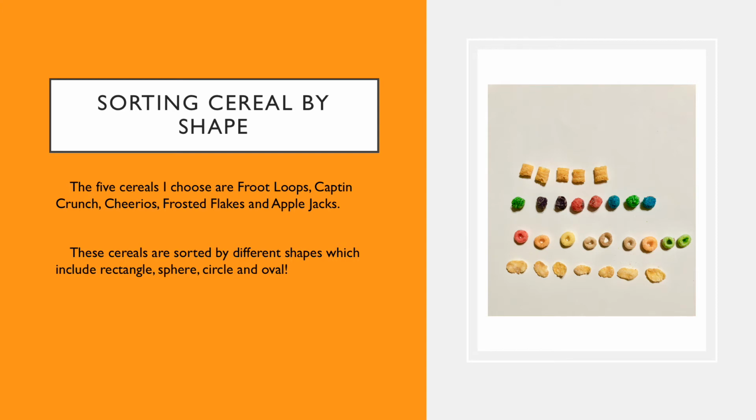Sorting cereal by shape. The 5 cereals I chose are Fruit Loops, Captain Crunch, Cheerios, Frosted Flakes, and Apple Jacks. And I sorted these with the shapes rectangle, sphere, circle, and oval. And you can have the kids separate them themselves and compare the differences in shape and how even some of the same shapes are a little bit different.